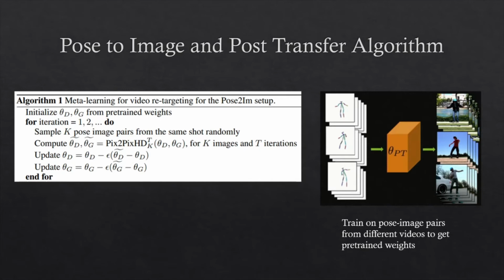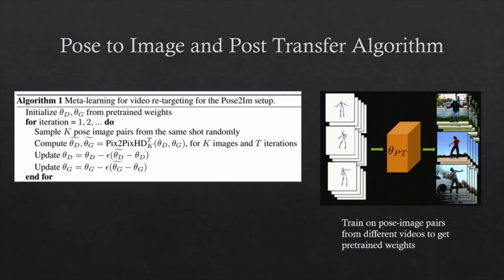So the first thing we do is train on pose image pairs. The images on the left represent the pose, and on the right they represent the image. So these are the pose image pairs. We use pre-trained weights which are trained on pose image pairs, and they learned a pre-trained theta from all of these pairs. So we take the pre-trained theta and we use it in the algorithm.